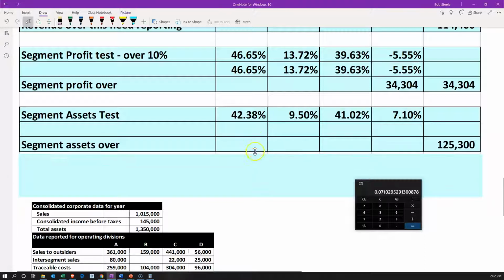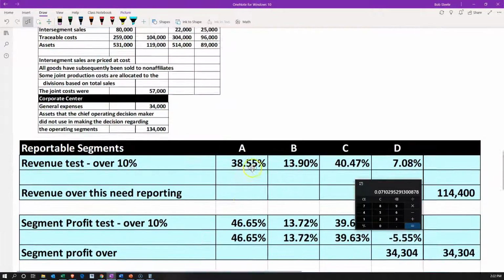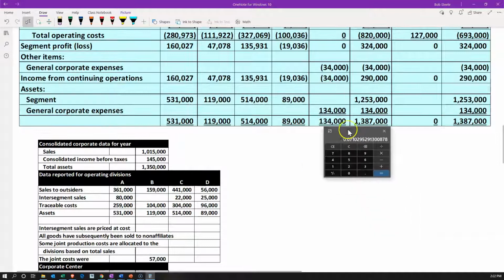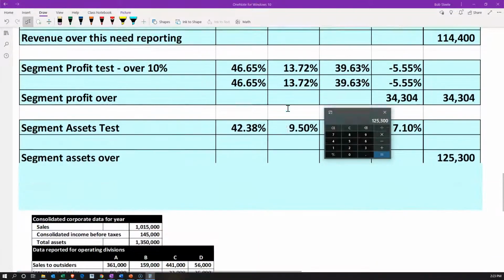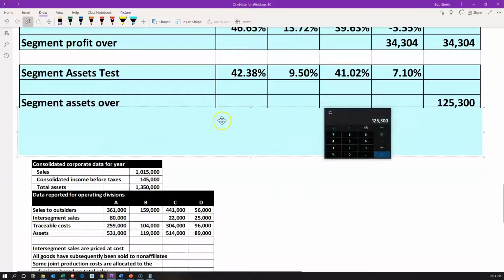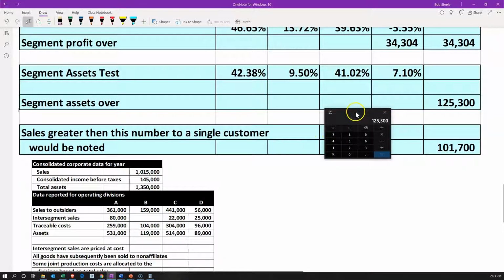Okay, so then the other way you can think about this total assets is you could say, well, let's just calculate the dollar amount. So I could take the total here of the 1,253,000 times 10%, 0.1, and say anything over the 125.3, which would include this one, not this one, right? Or this one. Okay, so then we could then have another test.